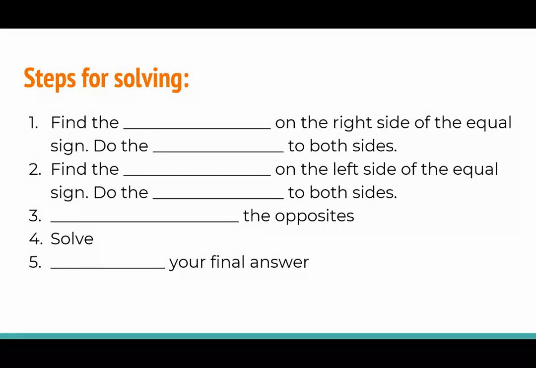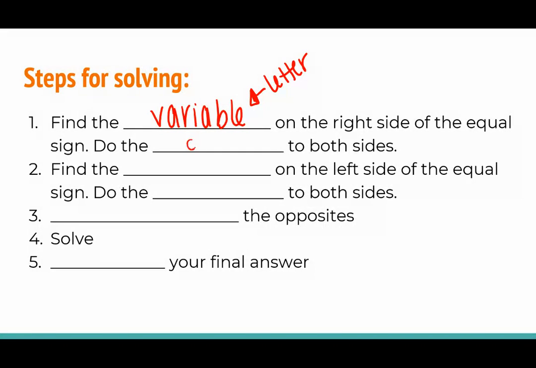The first thing is that you're going to find the variable that is on the right-hand side of the equal sign. Remember, your variable is just your letter. So whether it's an X, a Y, an M, it's your letter, and you're going to do the opposite to both sides. So if it's addition, you're going to do subtraction. If it's subtraction, you're going to do addition.